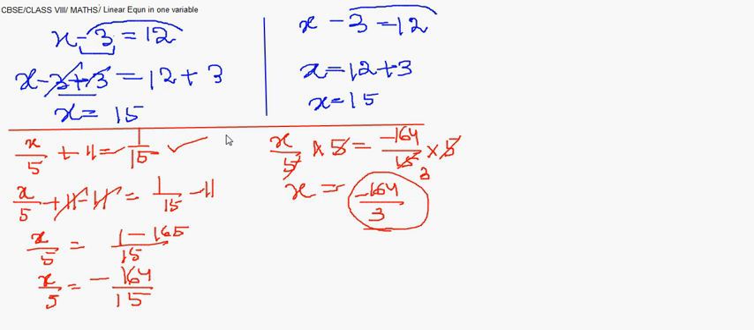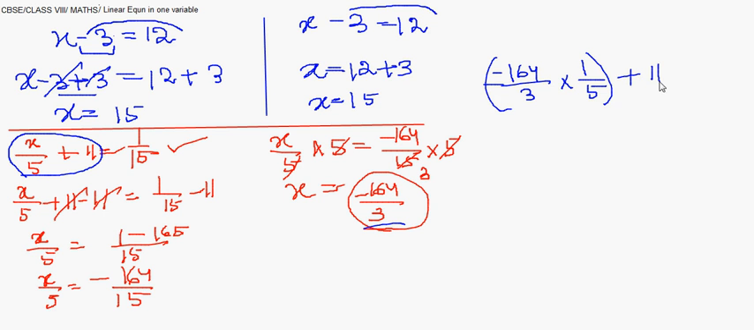Now if we want to check whether what we have solved is right, let us substitute this value of x in the given equation on the LHS and see if we are getting 1 by 15. So instead of x, I'll write minus 164 by 3. We also need a denominator of 5, so I'll write it this way. There was a plus 11 on the LHS. So that's giving minus 164 upon 15 plus 11.